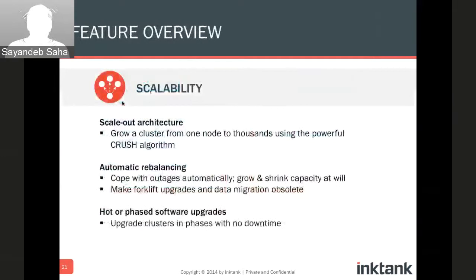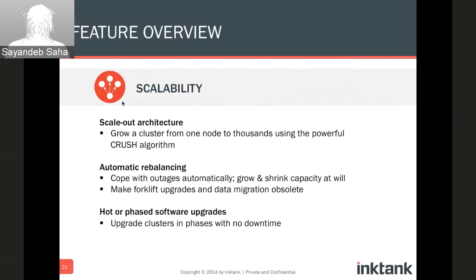So in terms of feature overview, just like Gluster, you can grow and shrink. Basically, it's a pay as you grow or shrink architecture, and uses what they call the CRUSH algorithm. And in Gluster, it's called the EHA or elastic hashing. Rebalancing is actually automatic in Ceph, unlike in Gluster, where you actually have to issue the rebalance command manually. In Ceph, you don't have to do that.